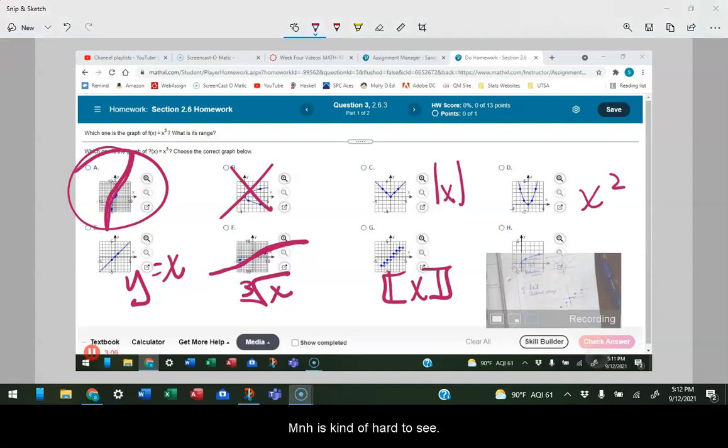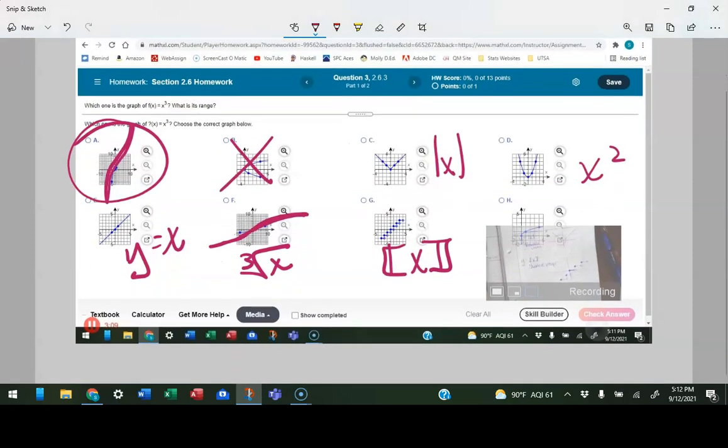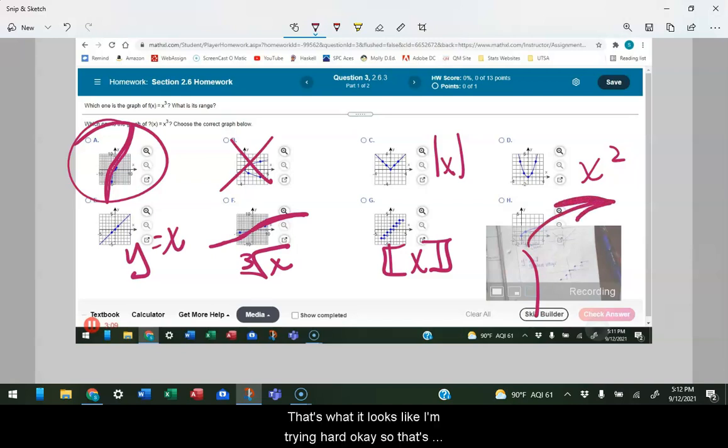And then h is kind of hard to see. If I can move things, here we go, that's what h looks like. So if that's what h looks like, then that's a root because it's more horizontal, and it only goes in one direction, so it is a square root.